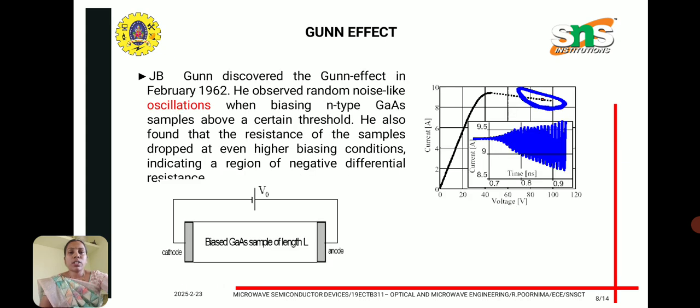It was discovered by J.B. Gunn, and is known as the Gunn effect. He observed random noise-like oscillations when an N-type gallium arsenide sample was biased above a certain threshold value. He also found that the resistance of the samples dropped at even higher biasing conditions, indicating a region of negative differential resistance. This diagram shows the sustained oscillations produced in the Gunn sample.